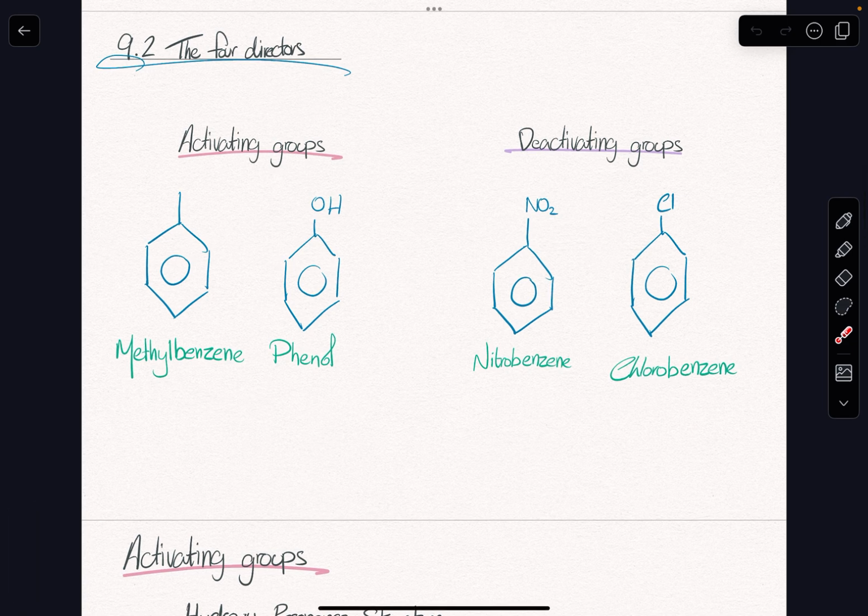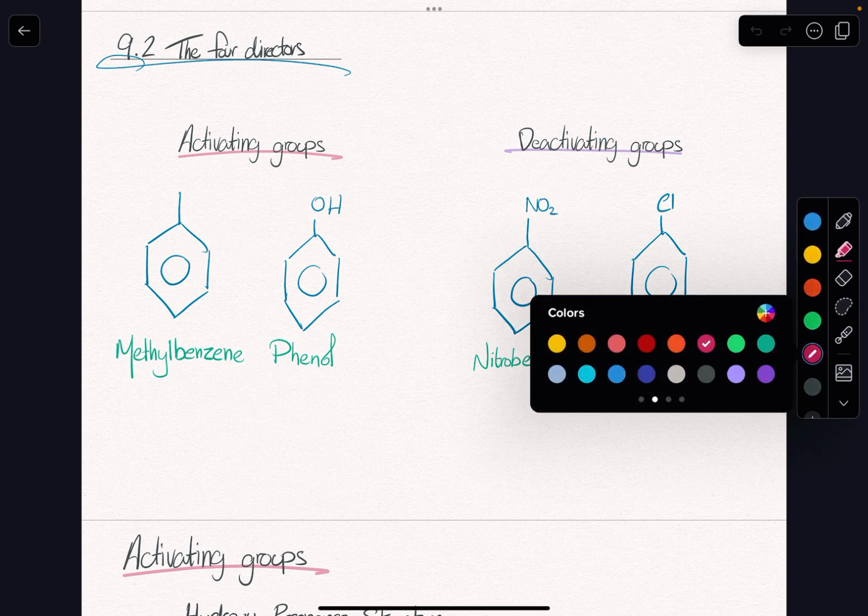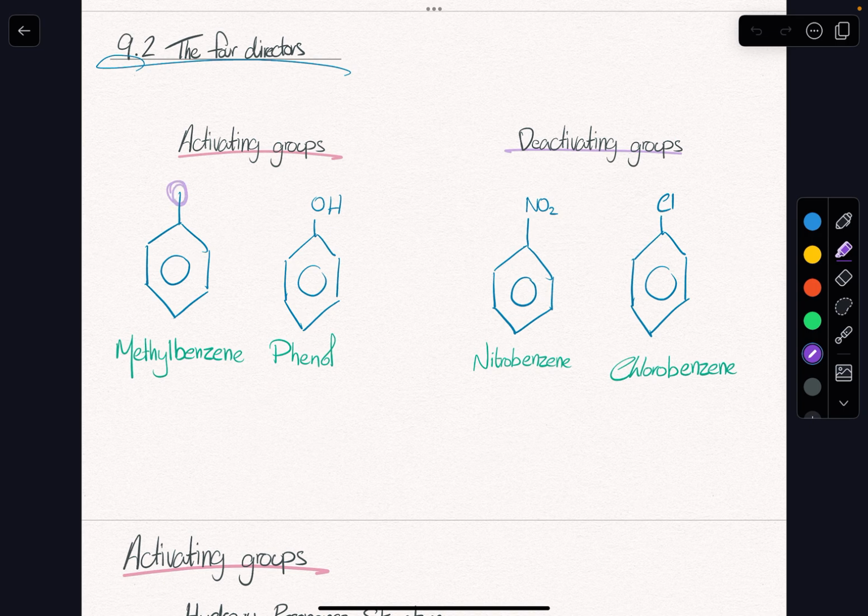Here we have 2 activating groups, and here we have 2 deactivating groups. And when I say groups, I'm talking about this bit right here. So these are the activating or deactivating groups, respectively. For methylbenzene, we have a CH3, and an OH for phenol.